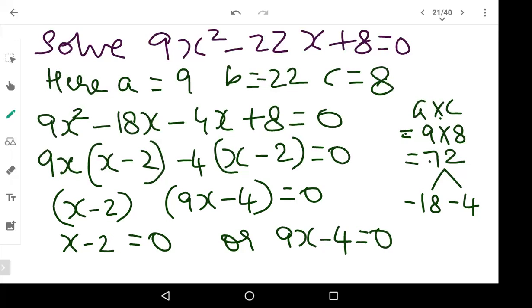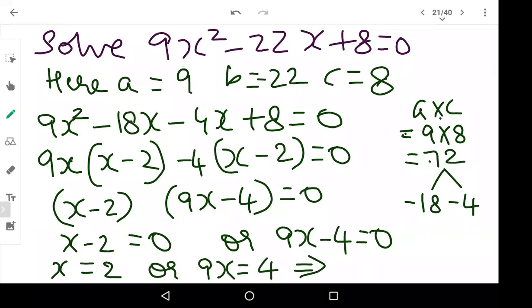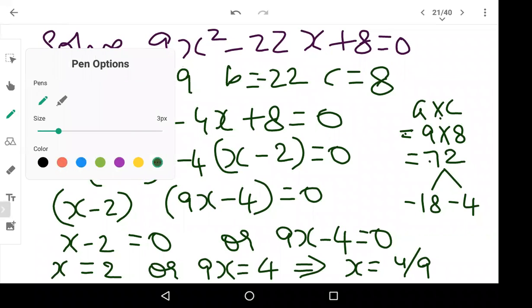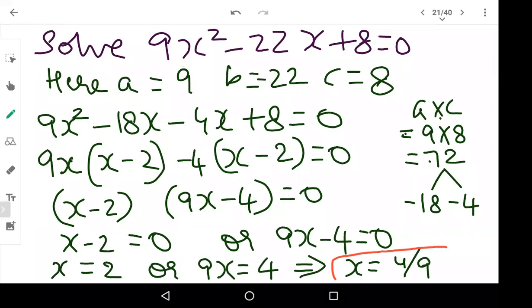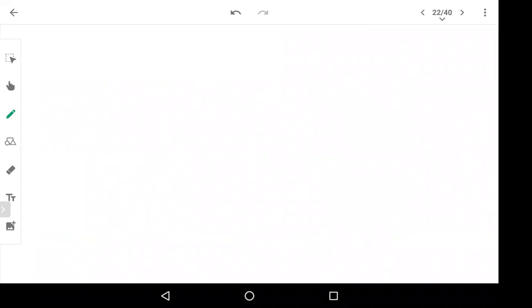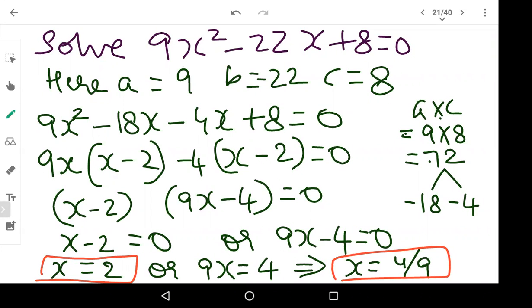So x is equal to 2, or 9x is equal to 4, and lastly x is equal to 4 by 9. So this is going to be the final answer for x: 4 by 9, and x is equal to 2. Everybody got the same answer? I'll use the next page. It's okay. Yeah, everybody got the same answer?